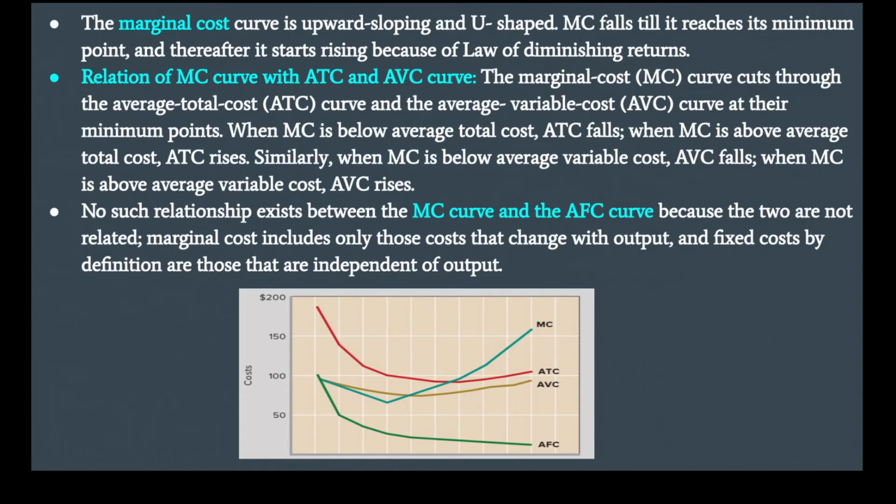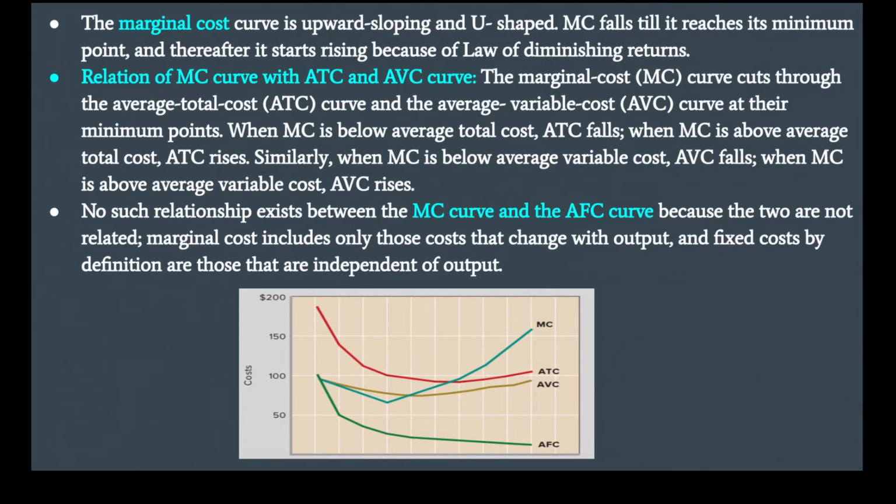Relation of MC curve with ATC and AVC curve. The marginal cost curve cuts through the average total cost ATC curve and the AVC curve at their minimum points. When MC is below average total cost, ATC falls. When MC is above average total cost, ATC rises. Similarly, when MC is below average variable cost, AVC falls. When MC is above average variable cost, AVC rises.